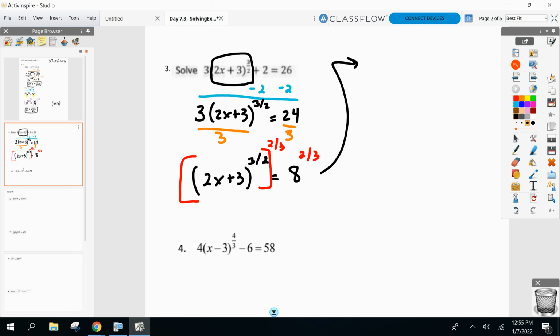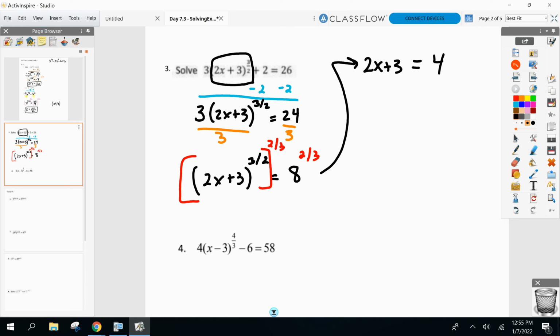What's still left on the left side? The parenthesis, 2x plus 3. That's still there. I just canceled out the exponents. And over here, I don't know off the top of my head. 16? Nope. How about 8? Nope, I got 8. How about 4? Here we go.